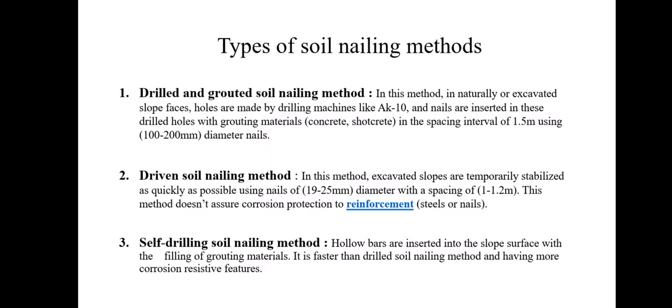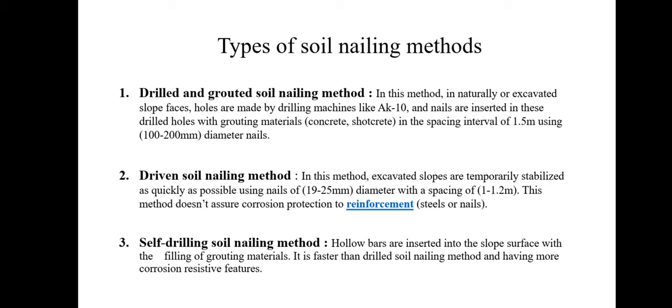So here are some types of methods of soil nailing. First of all, the drilled and grouted soil nailing method. This method is used on naturally excavated slope faces. Holes are made by drilling machines, and then nails are inserted in those drill holes with grouting materials like concrete, shotcrete, granite, etc., with a spacing interval of 1.5 meters using nails of 100 to 200 mm diameter.